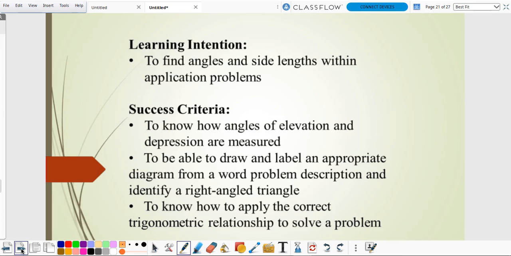It's a lot harder to visualize something in your head as opposed to just seeing it right in front of you, so it's always a good idea to draw these questions. And again, we're just working with right angle triangle questions. We're also going to know how to apply the correct trig ratio to solve the problem. So whether you're using normal trig, inverse trig or Pythagoras, you'll be using either of those to find certain lengths and angles.